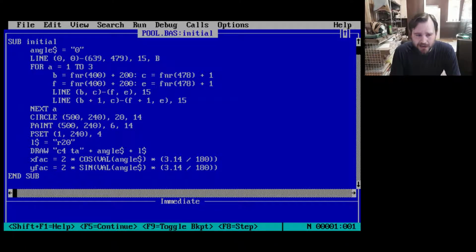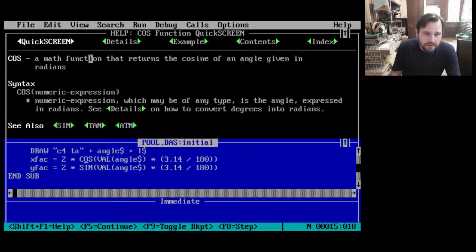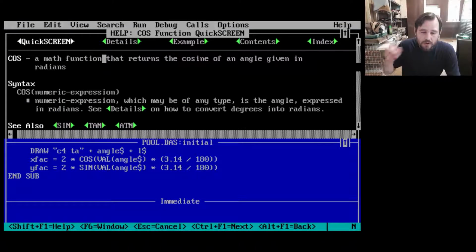Why exactly am I doing xfac equals 2 times the cosine of a value of an angle times 3.14 divided by 180? I may have already explained that with the 3.14 divided by 180, we are taking degrees and converting them into radians because the cosine and the sine functions require radians. Now, the question is, why doesn't the draw command take radians then as well?